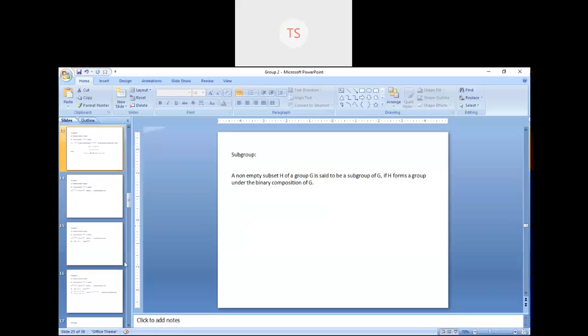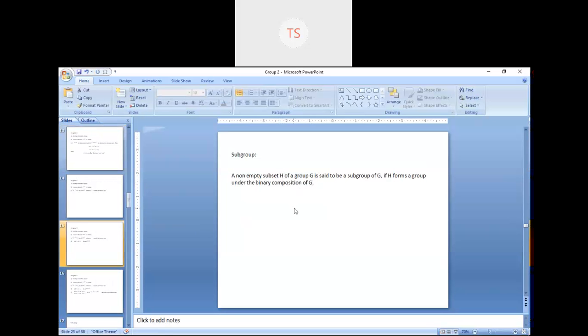Now suppose G is a group satisfying the four properties. As G is a set, G must have some subsets. From those subsets we select an arbitrary subset H. Now H will become a subgroup if H itself satisfies the four conditions under the same binary composition of G.